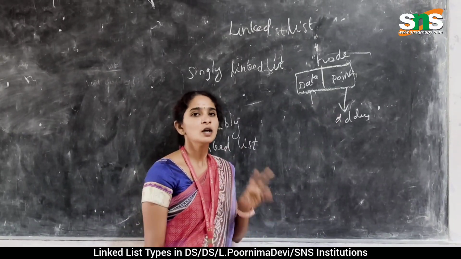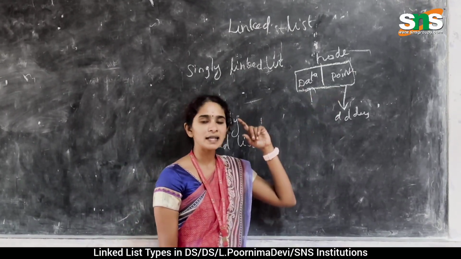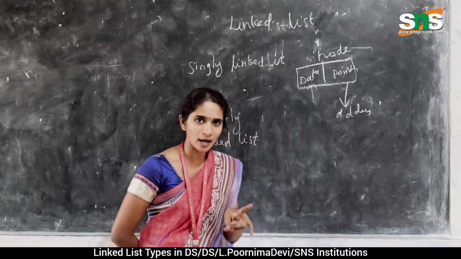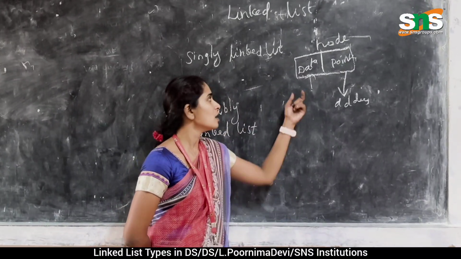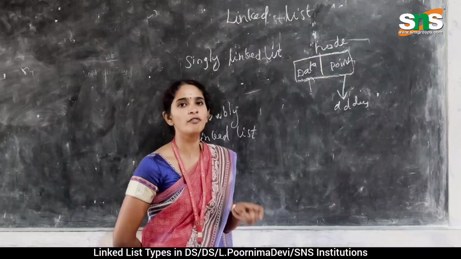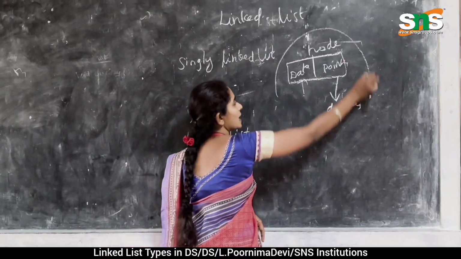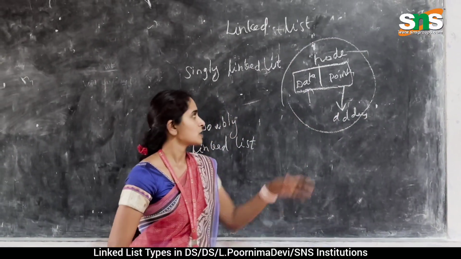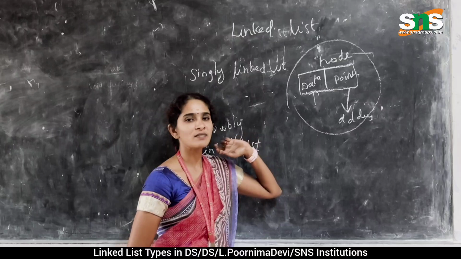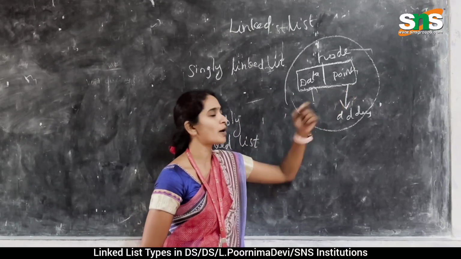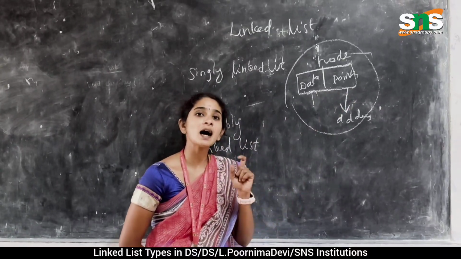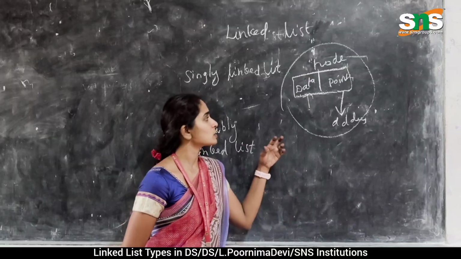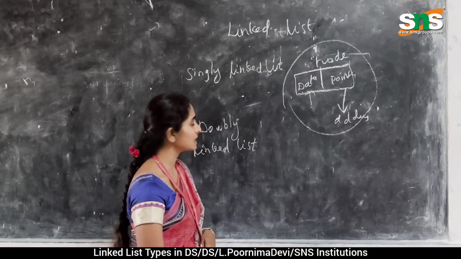So in a singly linked list it has only one pointer and only one data. Data represents the value of the particular node, and that whole has to be considered as a node. So this is data, meaning the value of the particular node, and the pointer is the address of the next element. So this is a singly linked list.